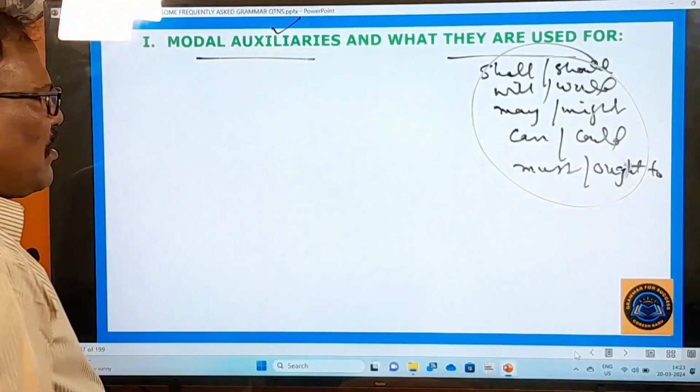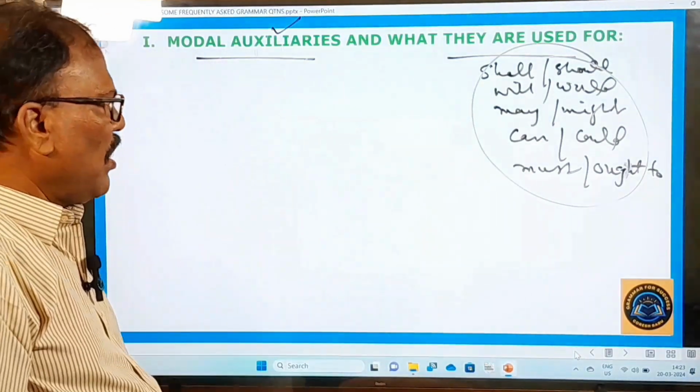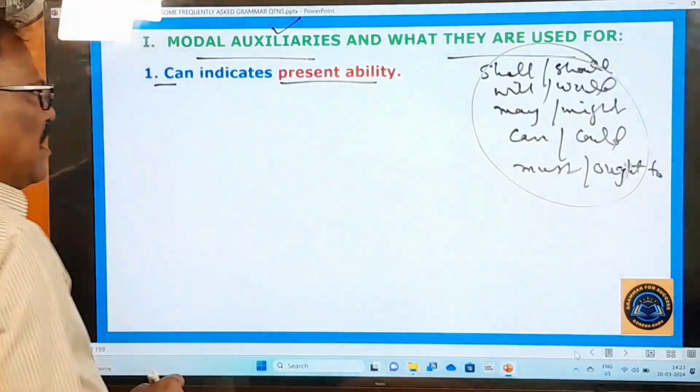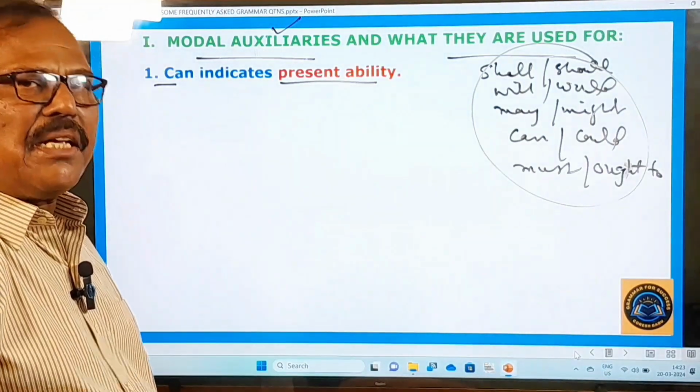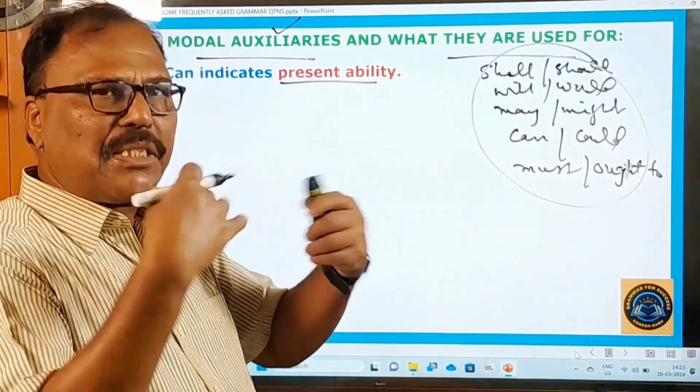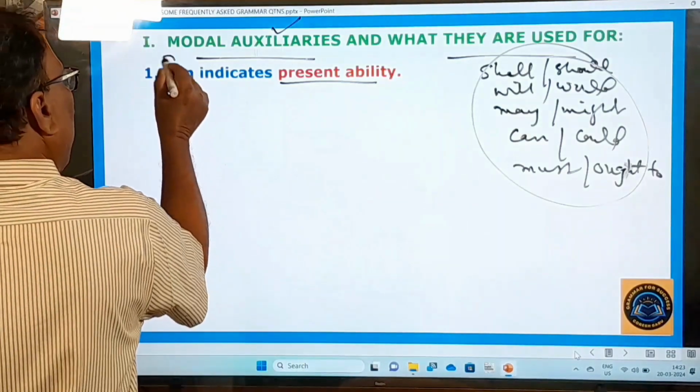And now I would like to talk to you about one of these modal auxiliaries, that is can. Can indicates present ability. Can always indicates present ability. What all the abilities you have, you can express them only using this can.